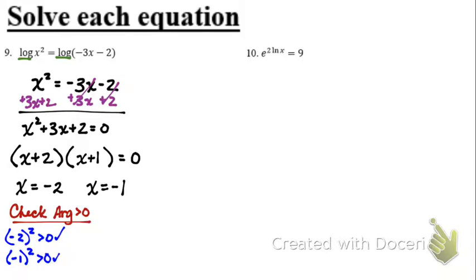Will I have a problem in the other argument? No. -3 times -2 minus 2: 6 minus 2, that's greater than 0. -3 times -1 minus 2: 3 minus 2 is greater than 0. So we are good on both of those. No extraneous solutions here.